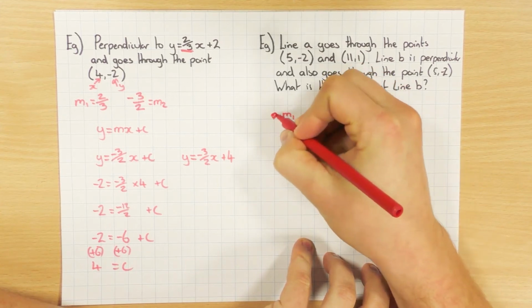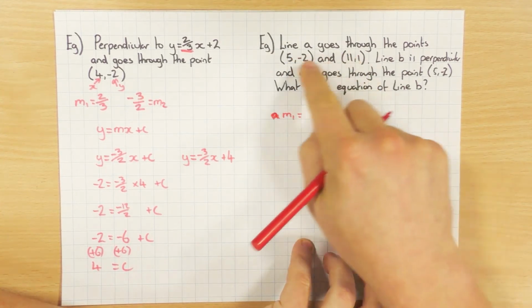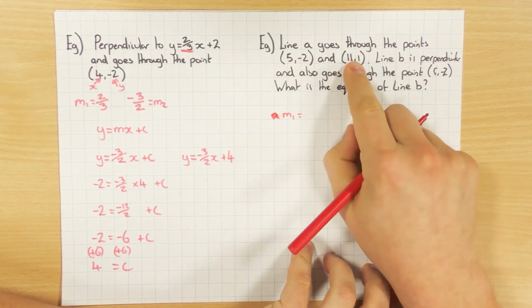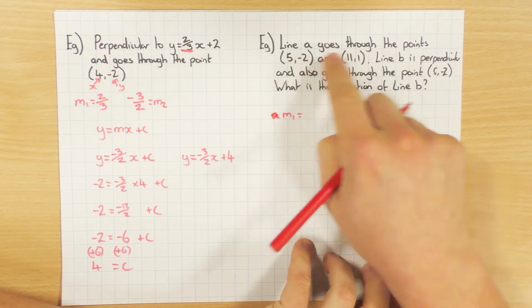So m is the gradient. Okay, and I'm going to work out the gradient of this one here. If you don't know how to do this, make sure you have a look at my video on finding the equation of a straight line. I think it's part 2 where we do this.